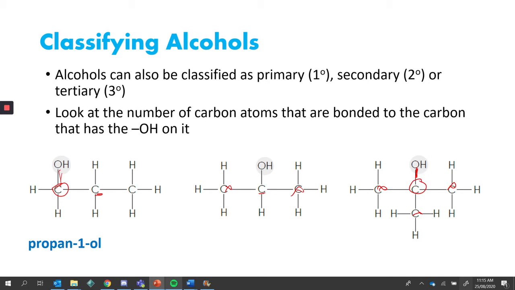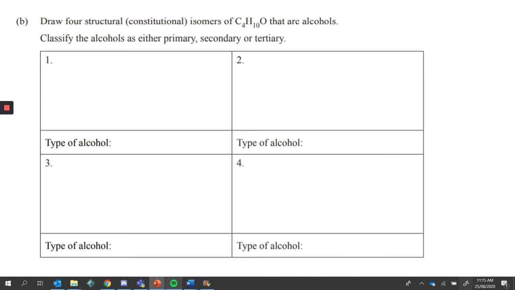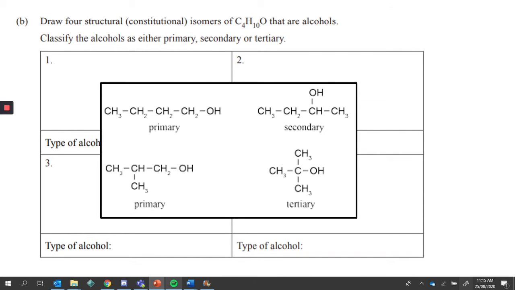So we'd name this propan-1-ol, and propan-2-ol, and 2-methyl-propan-2-ol. So don't forget the "-an" bit in between. Here's an exam question, just like we looked at for haloalkanes, drawing the structural or constitutional isomers of C4H10O that are alcohols. So here they are.